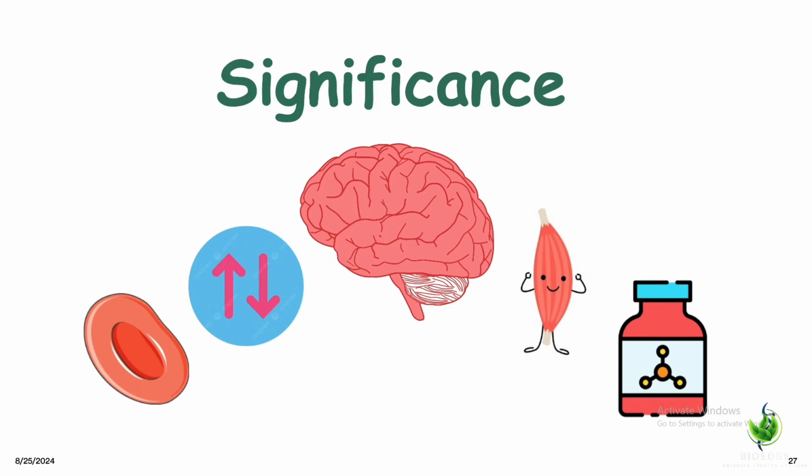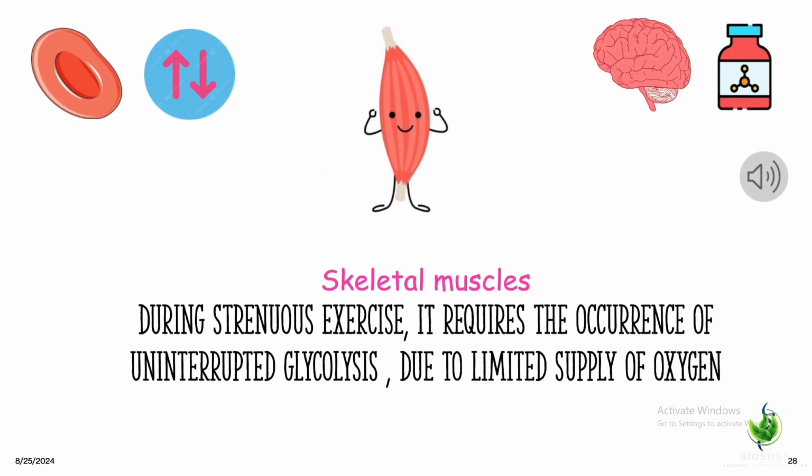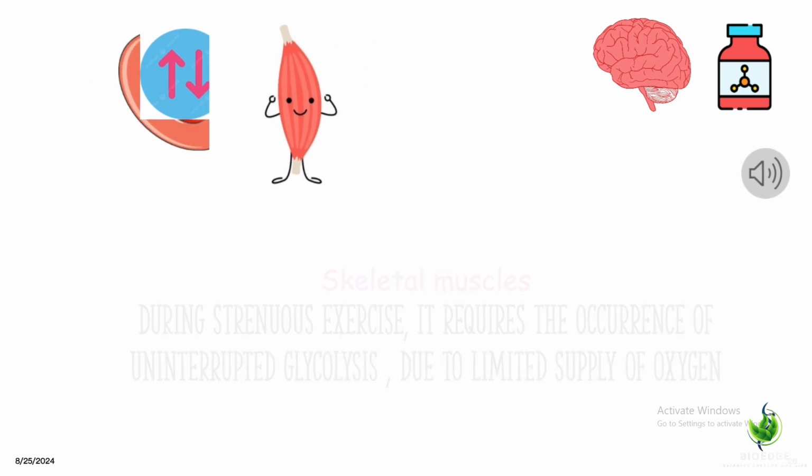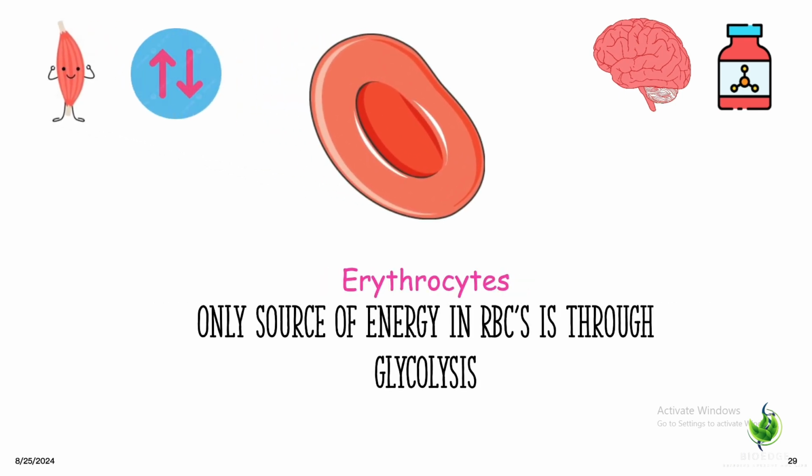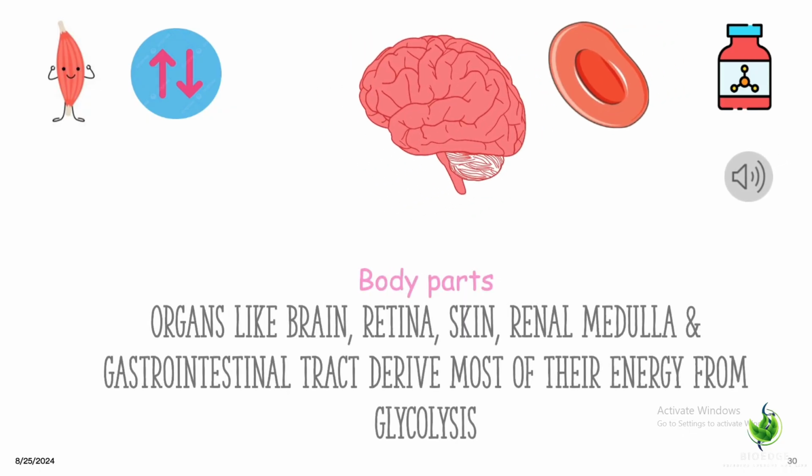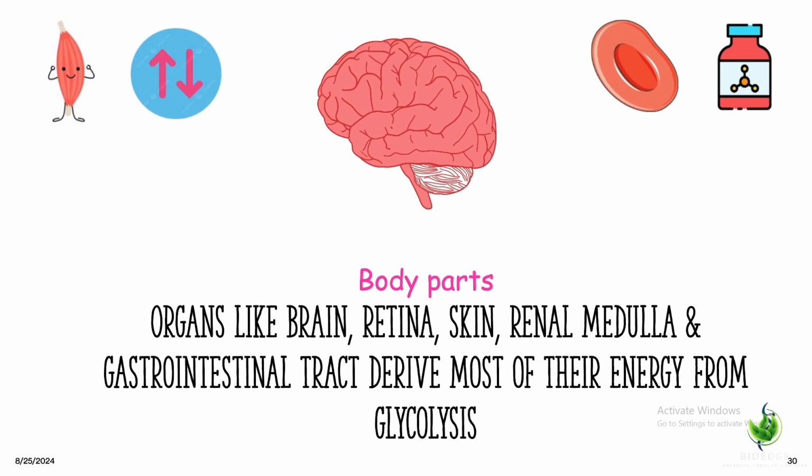Having explored the detailed glycolytic pathway, let's conclude by highlighting the crucial significance of glycolysis. During strenuous exercise, the skeletal muscles demand the occurrence of uninterrupted glycolysis. Red blood cells are solely dependent on glycolysis to meet their energy needs. These body parts derive most of their energy from glycolysis.